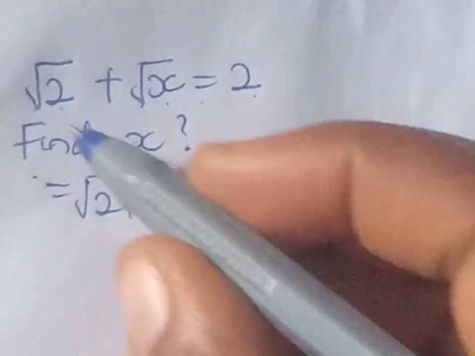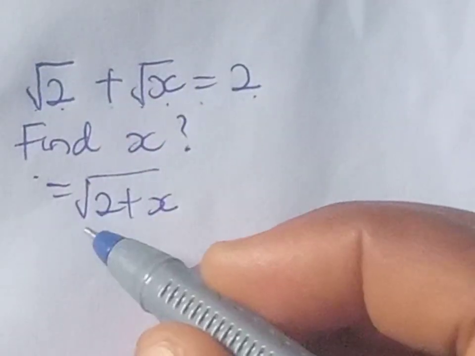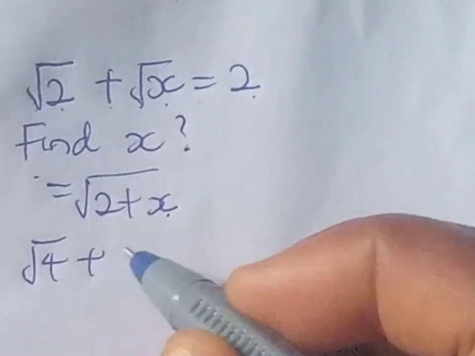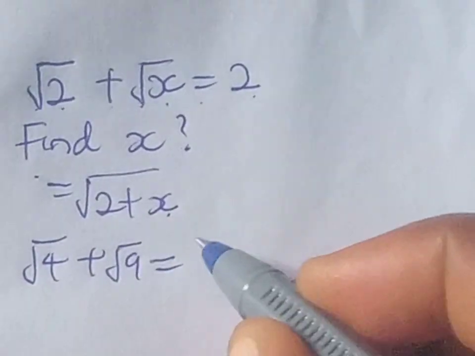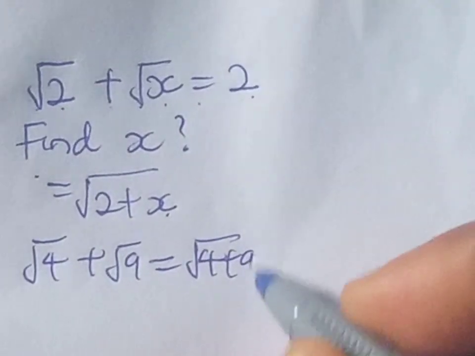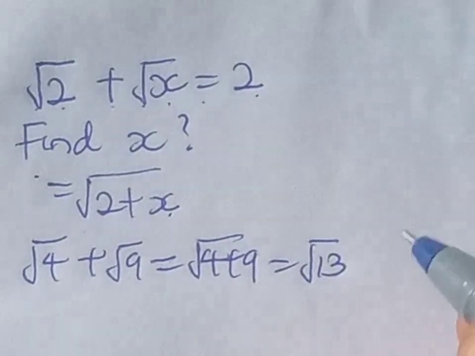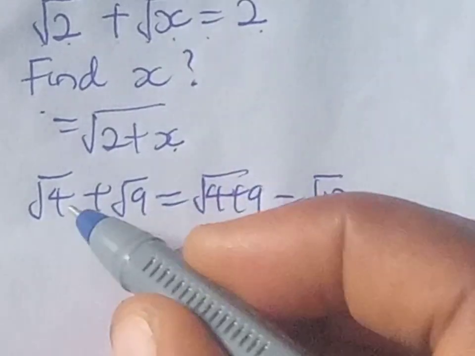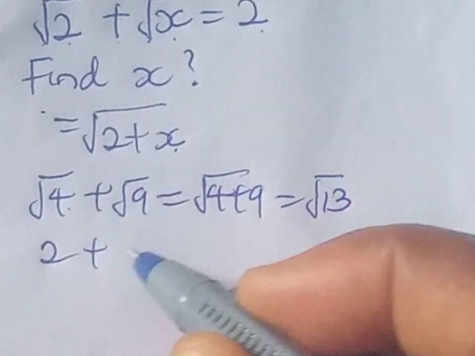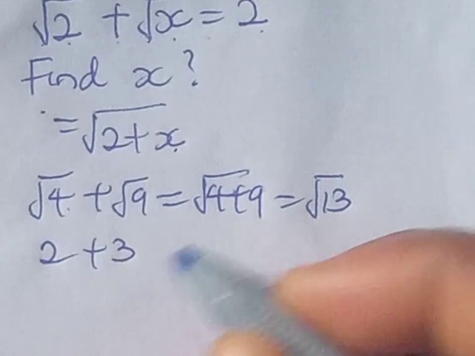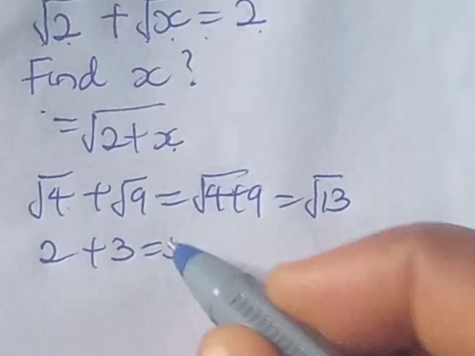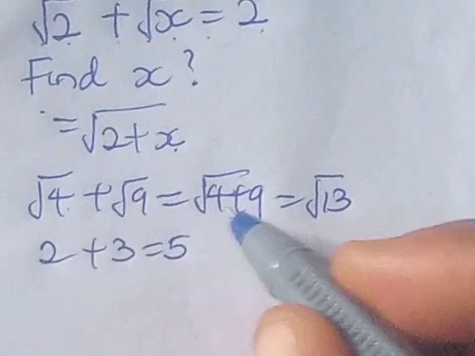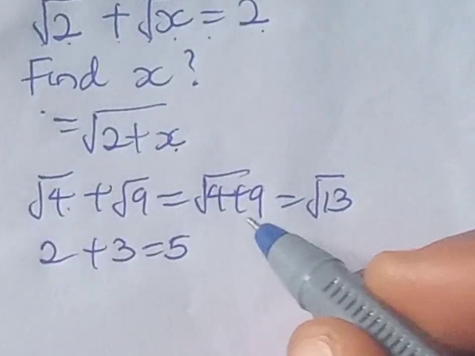If you say square root of 2 plus square root of x equals square root of 2 plus x, that is, square root of 4 plus square root of 9 also should be square root of 4 plus 9, which means square root of 13. But normally, how do we solve square root of 4 plus square root of 9? Square root of 4 is 2 and square root of 9 is 3, of which our answer normally is supposed to be 2 plus 3, which is equal to 5. So whenever you see this type of question, don't go ahead by solving it this way, which is wrong.